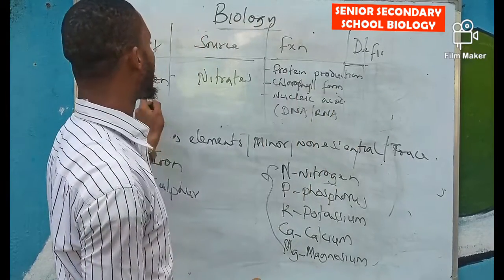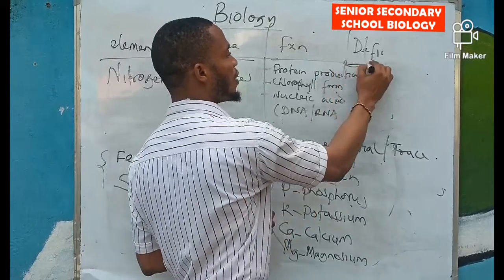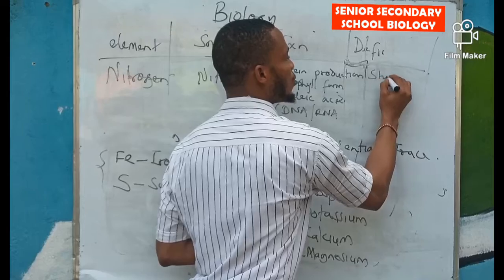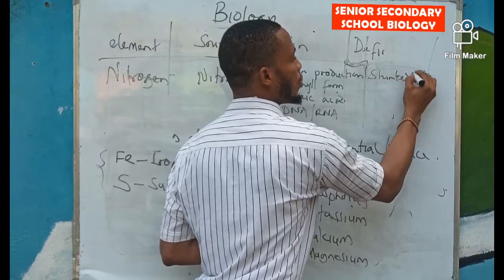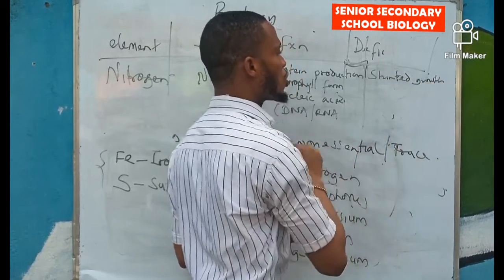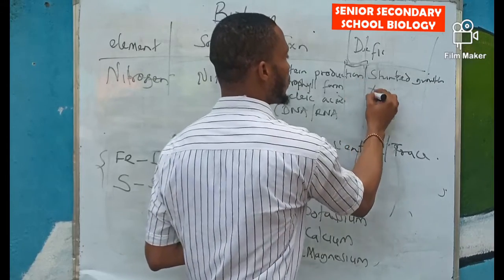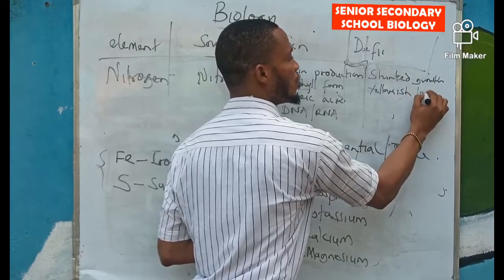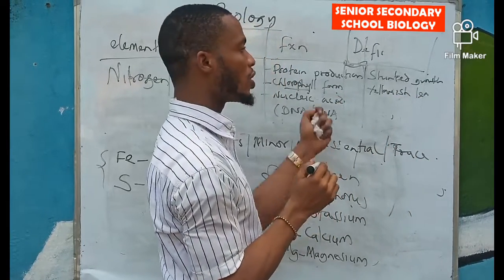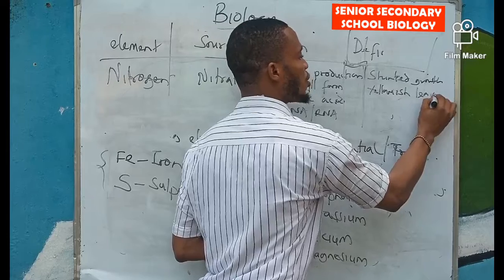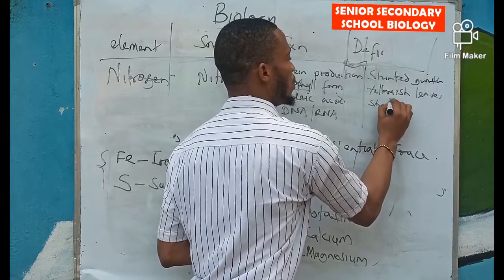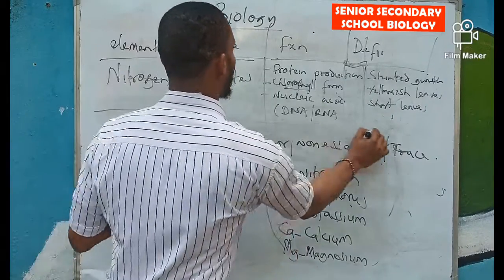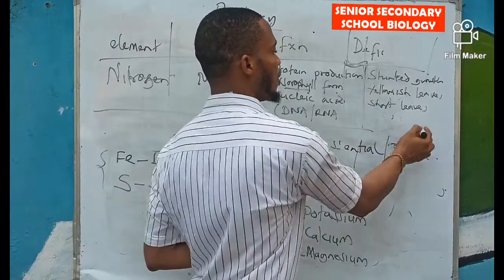Now, when plants don't have this nitrogen, what happens to the plant? We have the deficiency. We have stunted growth, where the plant cannot grow very well. The stunted growth, or we call it poor growth, and also we have yellowish leaves because it doesn't have chlorophyll. I told you chlorophyll gives the plant its greenish nature, but because they don't have it, you have yellowish leaves, and also we have short leaves. Leaves do not grow very long. So this is for nitrogen: the source, the function, and the deficiency.